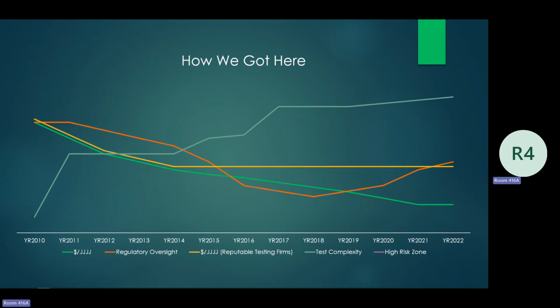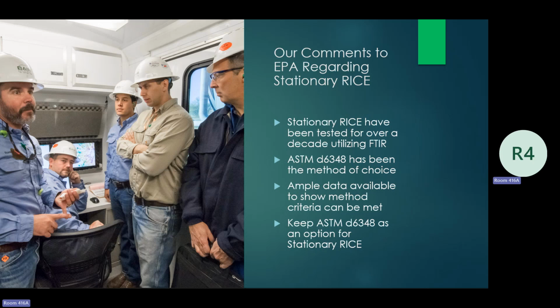So why get so strict with this? Again, we see that there's plenty of evidence of the methods not being conformed to, so they're trying to correct that, but I think it's an overcorrection. Okay, so again, we as testers in the stationary RICE categories, we've used ASTM as the method of choice. We do have ample data that shows that the method criteria can be met.